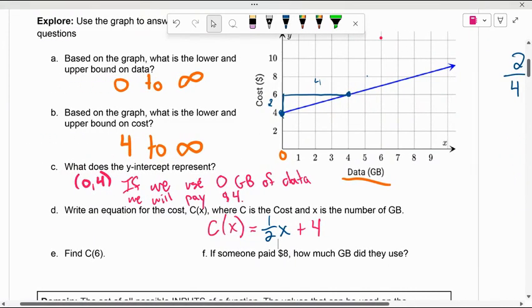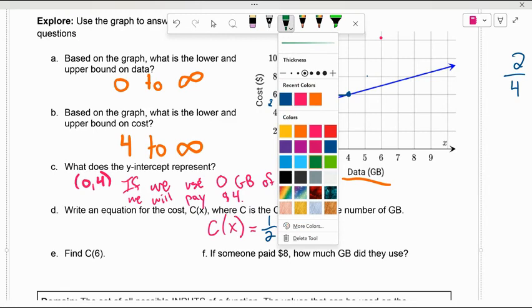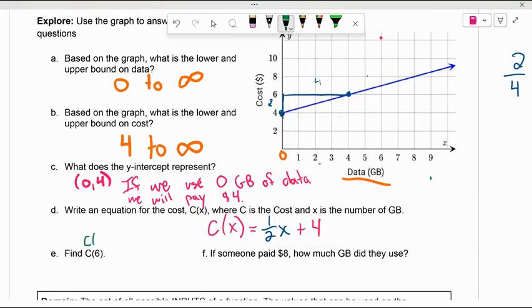Now letter E, find C of 6. So what we're saying here is, and that's C of x, we can do one of two things. We can plug in 6 for x into the equation. So 1/2 of 6 plus 4, that's 3 plus 4, so $7. Or that's our x. We just go x equals 6. We go up to our graph, and then we go over to where our y value is, and that set of coordinates is 6, 7, and that's what we found.